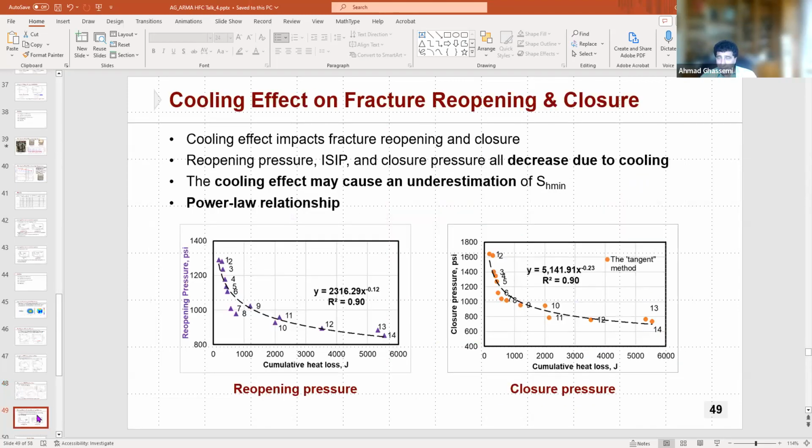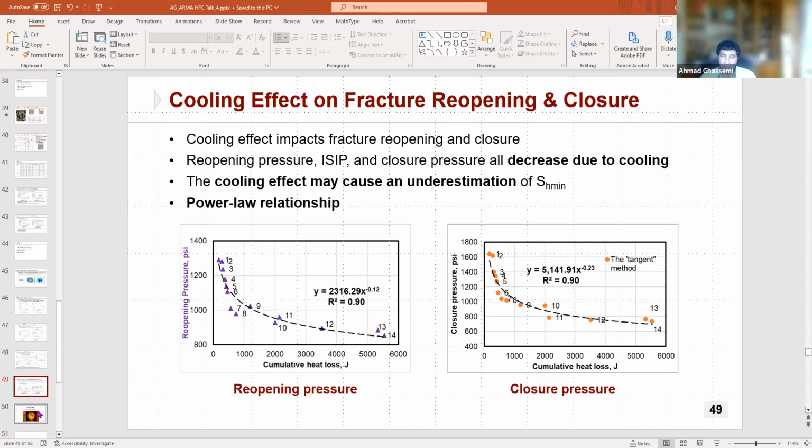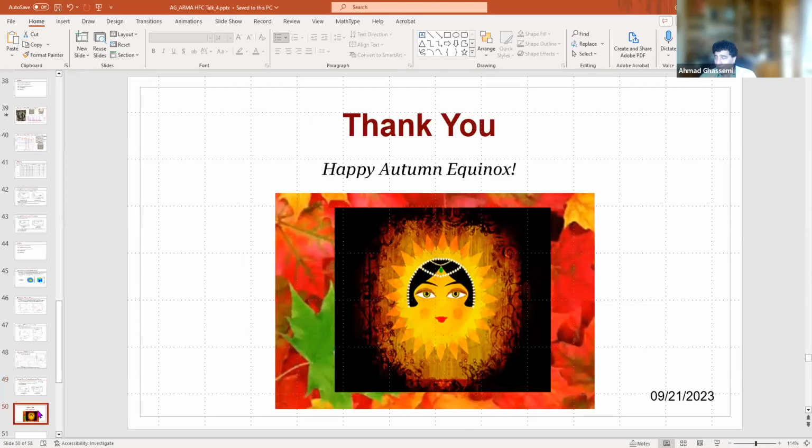And then, as we mentioned earlier, cooling clearly impacts the opening and closure if you have multiple injection flowback cycles. If it's a very short injection period, likely the impact is not significant, but with multiple injection cycles for sure, there will be an impact on the interpretation of minimum in-situ stress. So that's all the technical stuff that I had to present.